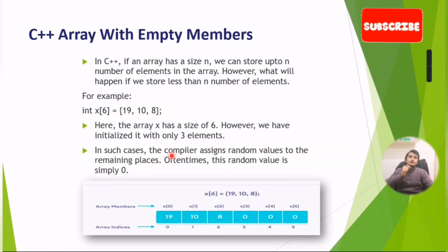Okay. So, arrays with empty members. In C++, if an array has size n, we can store up to n elements in the array. However, we can also store fewer than n elements. For example, if the size is 6 and we store 19, 10, 8, we assume that the remaining 3 slots are 0. They have the value 0.